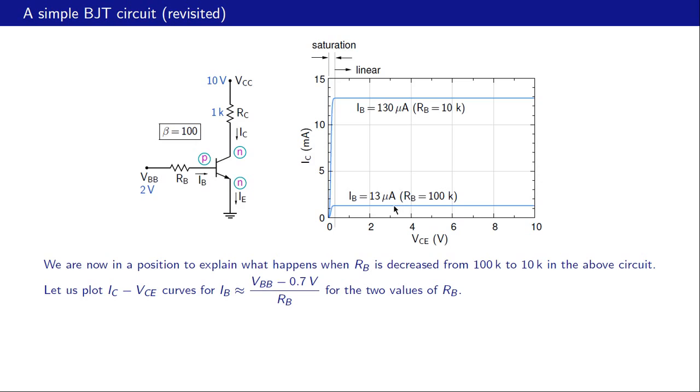And what would be the collector current here in the linear region? That would be 13 microamps multiplied by beta. That is 1.3 milliamps, and that is exactly what this is. When we change RB from 100K to 10K, our base current goes up by a factor of 10, and it now becomes 130 microamps. And now the collector current in the linear region is 130 microamps times 100, or 13 milliamps. So this collector current is now 13 milliamps.